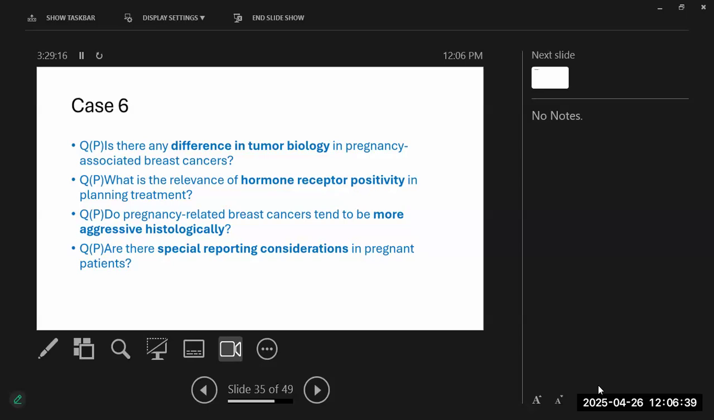Any questions, sir? Anyone? The biopsy was given as LCIS, but we are not sure whether there is an invasive component. So is there any place for an excision biopsy there?